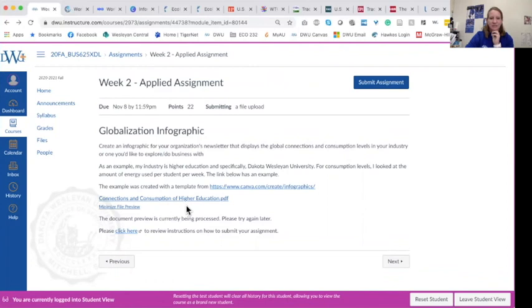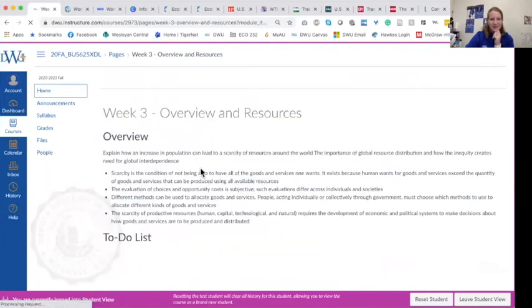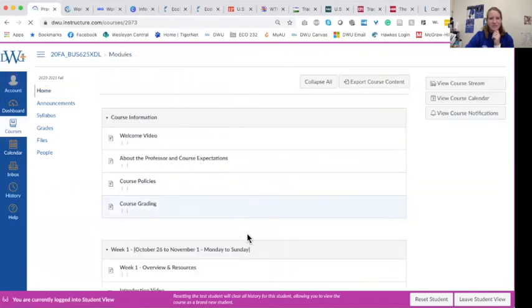It doesn't have to be super in depth. Just give me your best effort, please. And that is week 2. After that, I'll try to get week 3's resources posted.